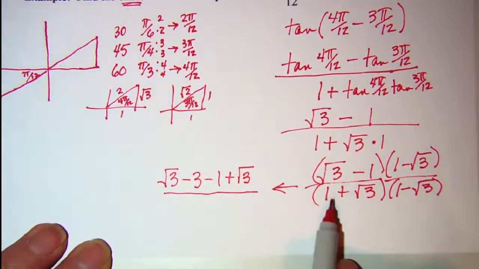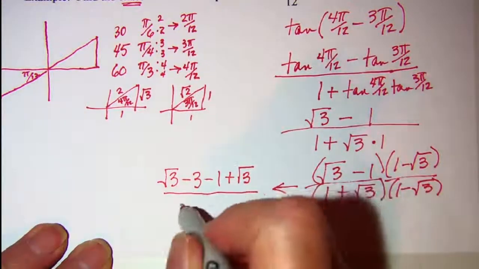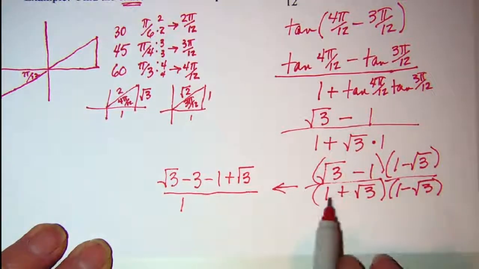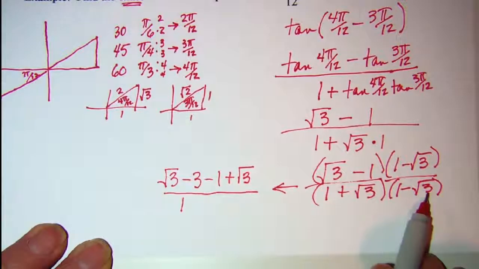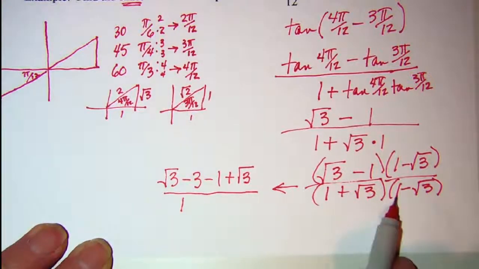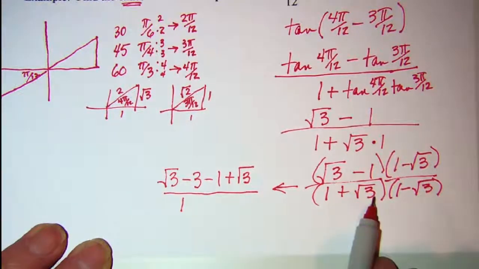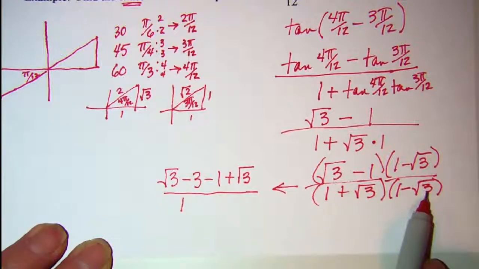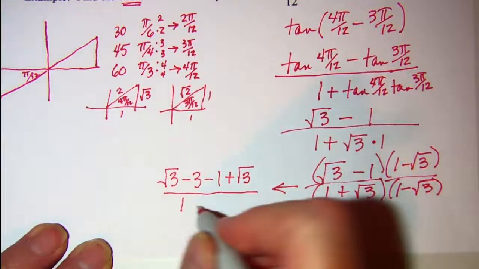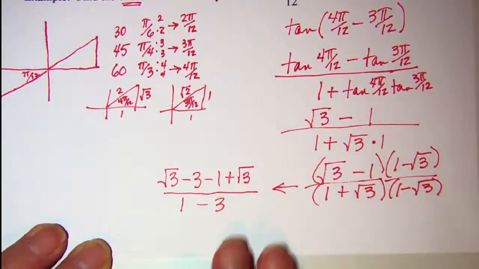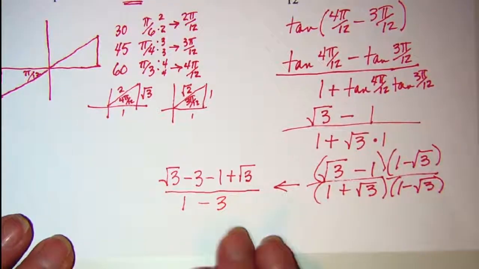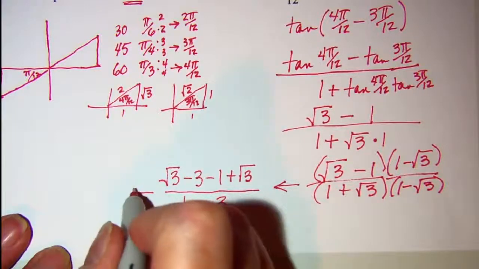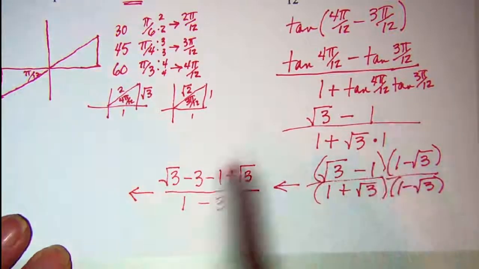In the bottom, 1 times 1 is 1. And then our outer product is negative root 3. And our inner product is positive root 3. So those cancel off. And then the last terms, positive root 3 times a negative root 3, will give me a negative 3. Now we'll just do the arithmetic here, and we should be good to go.